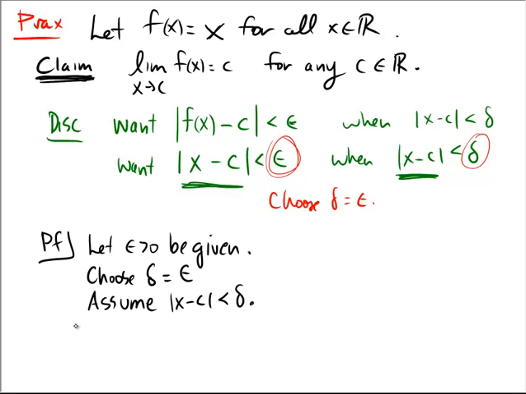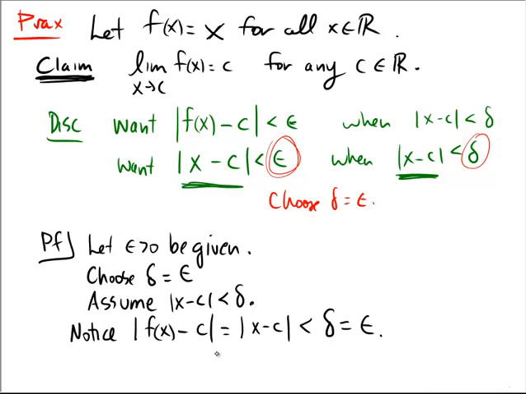What can we notice? Well, notice |f of x minus the limiting value c| is literally equal to, well, f of x is x, so this is |x − c|. And what's something that we know is bigger than |x − c|? Well, by our assumption, delta is bigger than |x − c|. So I'm going to put a delta there. But we chose our delta. What was our delta equal to? Epsilon. So we've shown that |f of x − c|, the distance of f of x from c, is less than epsilon.